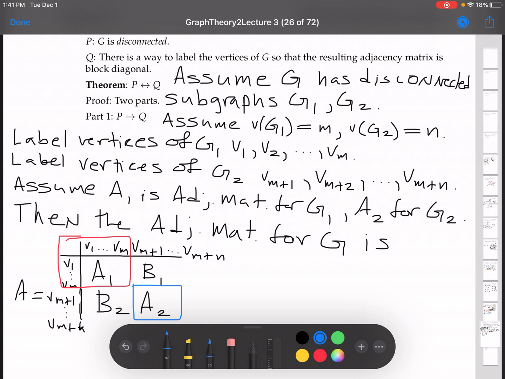So now we want this thing to be block diagonal. Remember, that's where we're headed. We want this matrix to be block diagonal. And that's only the case if B1 and B2 are all zeros. So that's what I'll prove now. I'll state this with a claim. My claim is that first, B1 is all zeros.